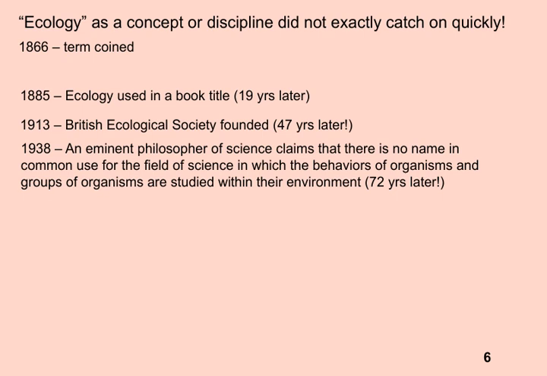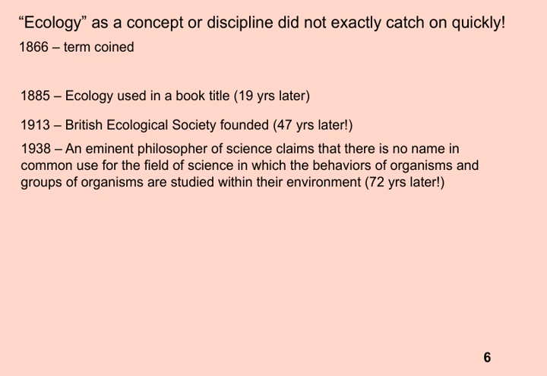And even more fascinating is that by 1938, an eminent philosopher of science pointed out that there was no single, widely accepted name for a field that studies the behaviors of organisms and groups within their environments. That's roughly 72 years after the term was first coined. It really underscores how, over time, the development of ecology was a gradual process, and it reflects how scientific disciplines often need time to find their identity and consensus.